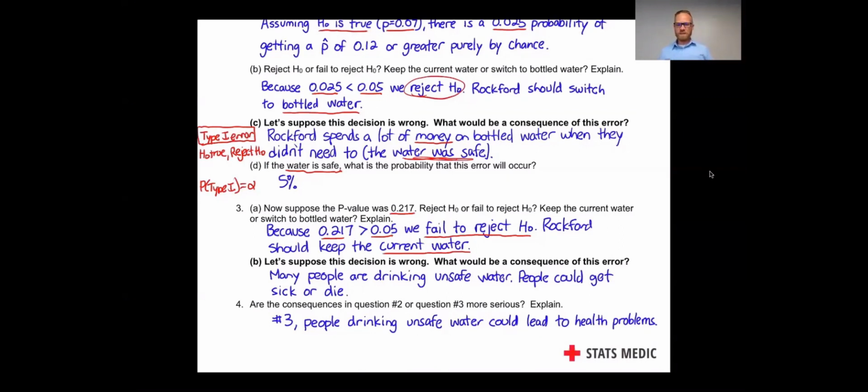Now, part B says, let's suppose this decision is wrong. What would be a consequence of this error? Well, we've just decided to keep the current water, but what if the water is actually unsafe and that was a mistake? Well, in this case, many people in Rockford are going to be drinking unsafe water. And this could be bad because people could get sick or they could die. So this particular error is called a type 2 error.